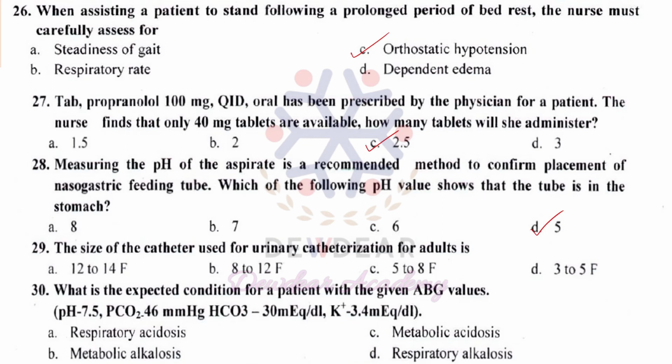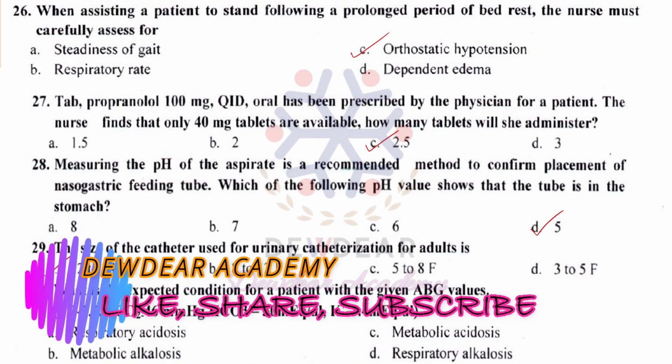Then question number 29. The size of the catheter used for urinary catheterization for adults is: 12 to 14 French, 8 to 12 French, 5 to 8 French, 3 to 5 French. The answer is 12 to 14 French. That is the size of catheter used for urinary catheterization for adults.